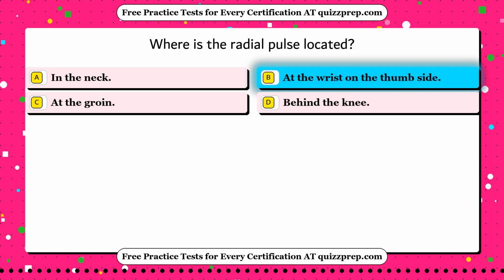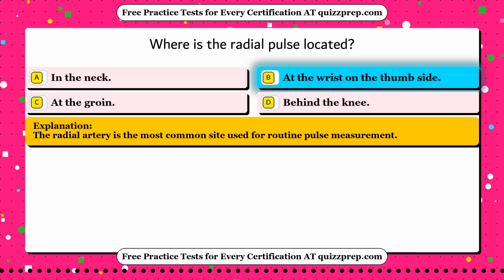The correct answer is option B, at the wrist on the thumb side. The radial artery is the most common site used for routine pulse measurement.